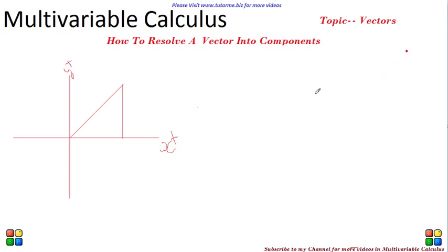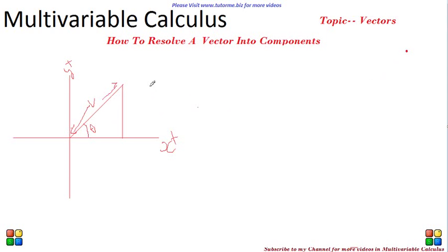Today we're going to learn how to resolve a vector into components, but we're going to learn how to get those component formulas from the graph. So we have a vector. I have drawn the vector already here. Vector v is pointing in this direction, and the angle measured is theta. The angle is measured counterclockwise.